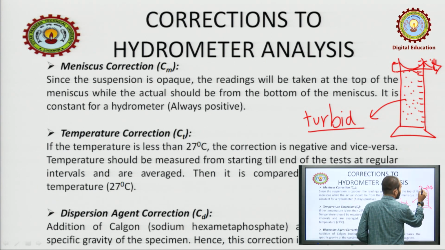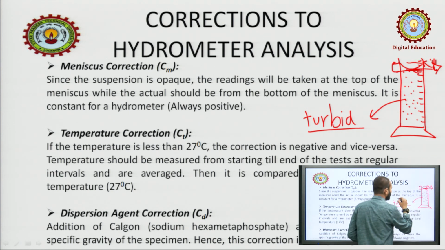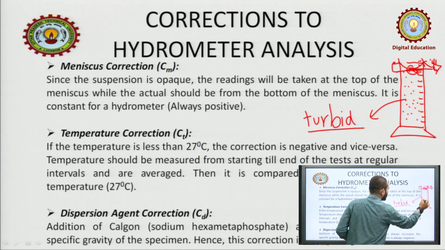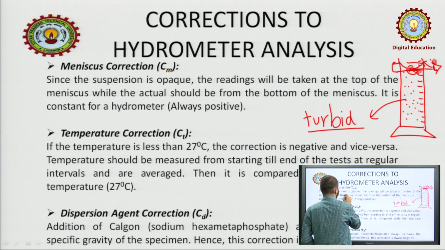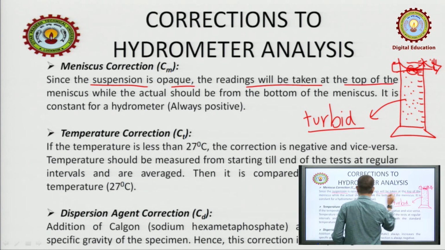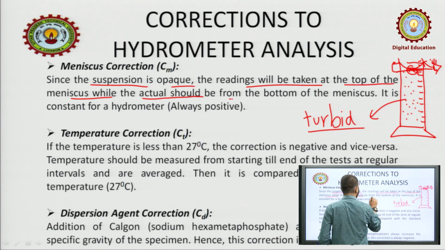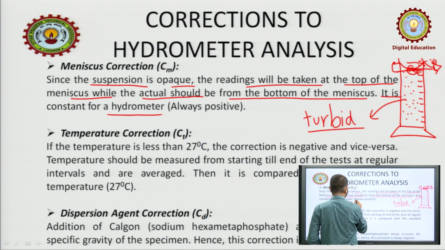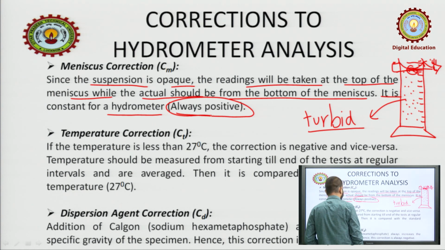So what you have to do? You actually have to take this reading. You have taken this reading. So a positive correction is to be applied in order to get to this part, okay. This is the meniscus reading. Since the suspension is opaque, the reading will be taken at the top of the meniscus, while the actual reading should be taken at the bottom of the meniscus. As I told you, it is constant for hydrometer and always positive, okay.